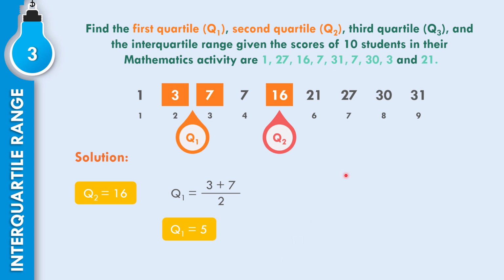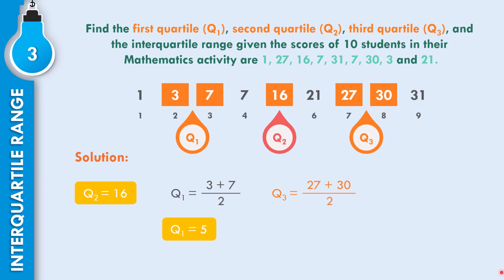How about the Q3? If we count, this is 1, 2, 3, 4. So the middle is between the positions 7 and 8. So we need to add the 7th and 8th positions. So it means Q3 is equal to 27 plus 30 divided by 2. 27 plus 30 divided by 2 is 57 divided by 2. The answer is equal to 28.5.